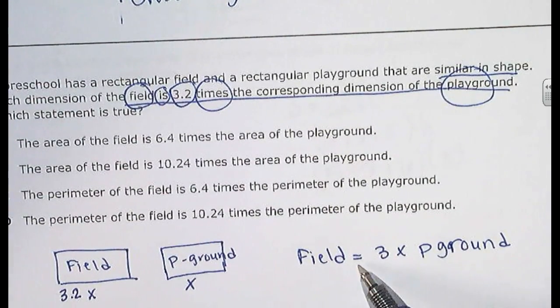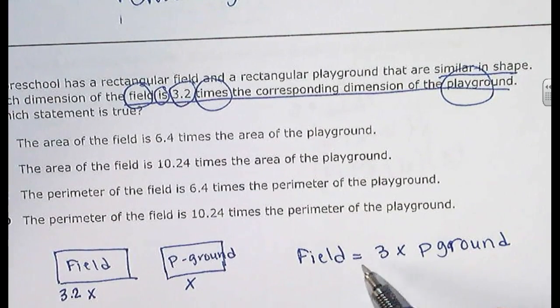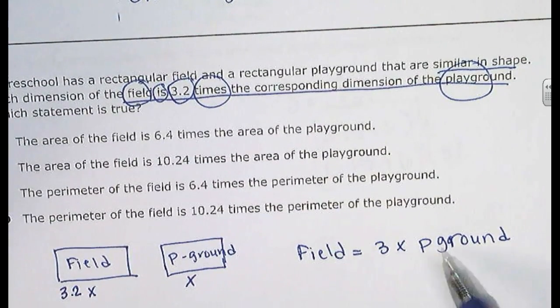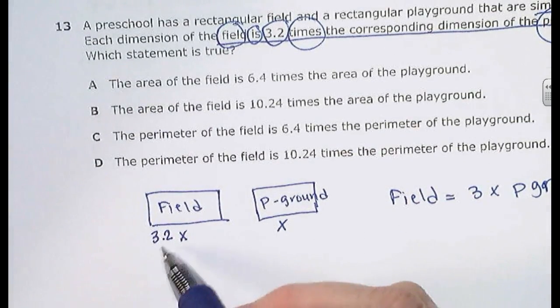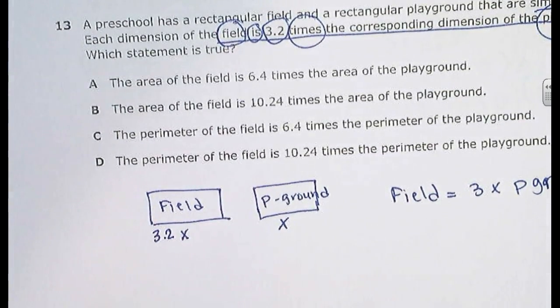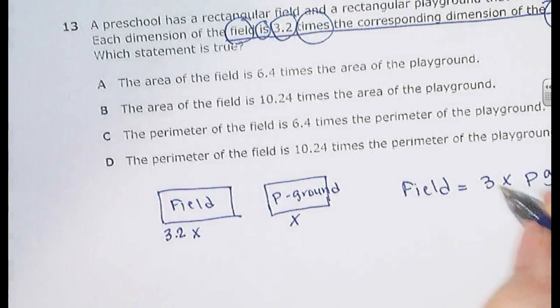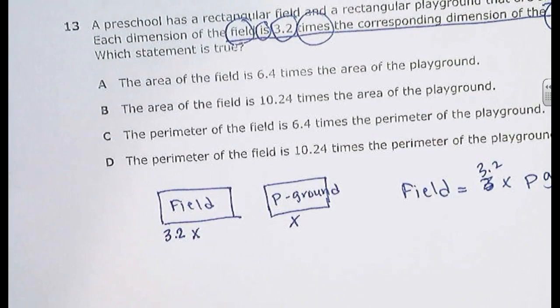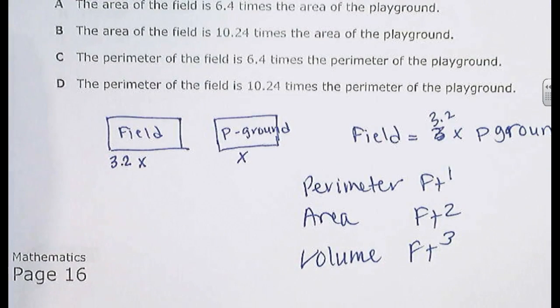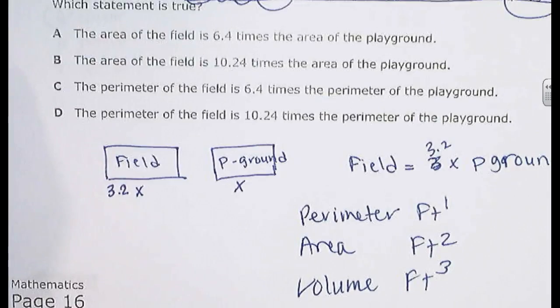There's the short version. So I wrote the field is, which means equals. That equals 3.2 times playground. That means if the playground is x, this is 3.2 times x. And that should be a 2 there. But you get the idea. So let's continue on. It says the area of the field is 6.4 times bigger, or the area is 10.24. And where do they get these numbers? What about the area and perimeter?